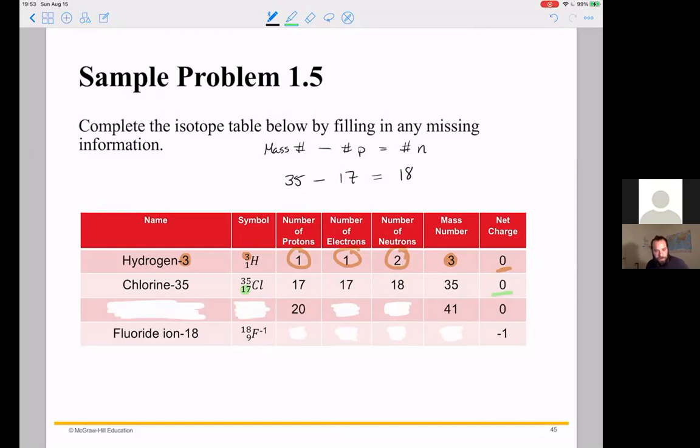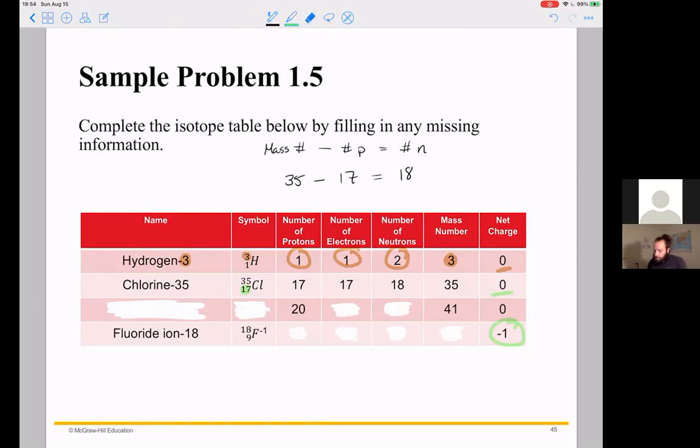Let's actually skip down to the last one because that one's a little bit tricky in that it has a charge associated with it, a charge of -1. So before we even start doing anything math, it's a good idea to take a step back and think, should this have more protons or should it have more electrons? That's a really easy way to make sure that you're not going to make a mistake.